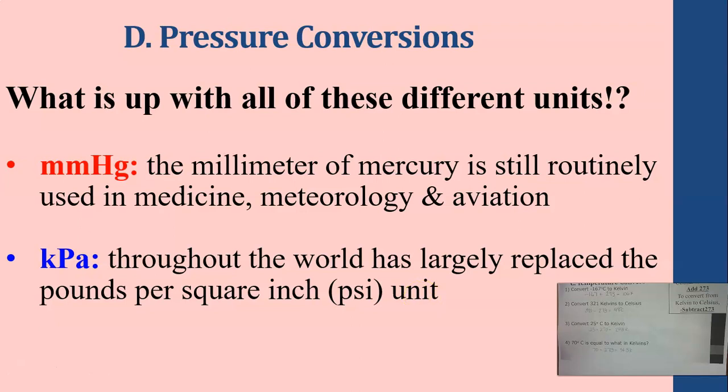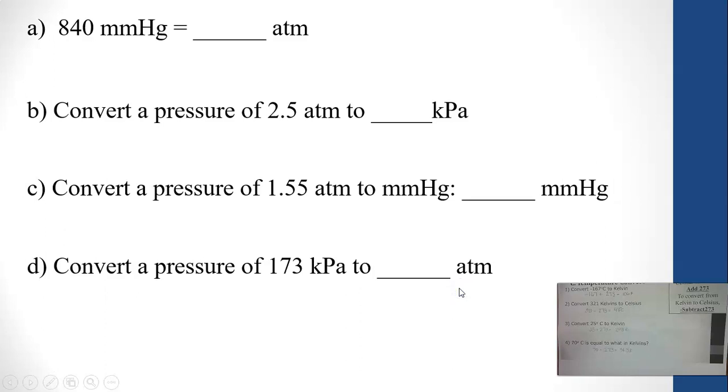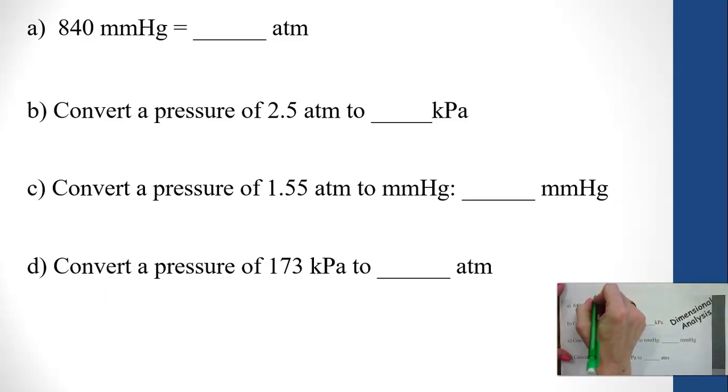What's up with all these different units? Well, millimeters of mercury, we still routinely use that in medicine, meteorology, and aviation. That's still used. Kilopascals is what's used throughout the world and has replaced something called the pounds per square inch, which ask your dad about. They know PSI. That's your tire pressure, actually. So we're going to convert 840 millimeters of mercury to atmospheres. There we go.